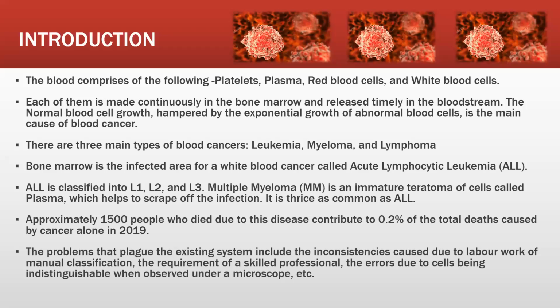The first one, acute lymphoblastic leukemia, is a type of cancer where the bone marrow forms too many lymphocytes. This leads to cancer. Multiple myeloma causes cancer cells to accumulate in bone marrow rather than releasing them into the bloodstream. According to 2019, the death count was approximately 1,500 people who died due to this disease, contributing 0.2% of the total deaths caused by cancer alone.